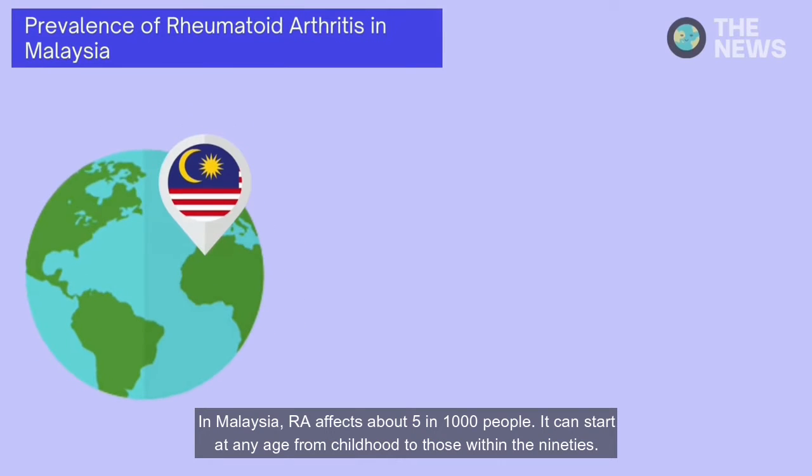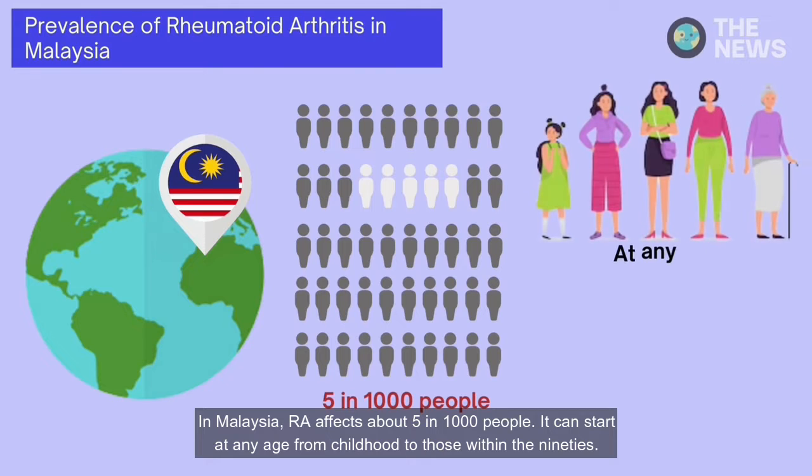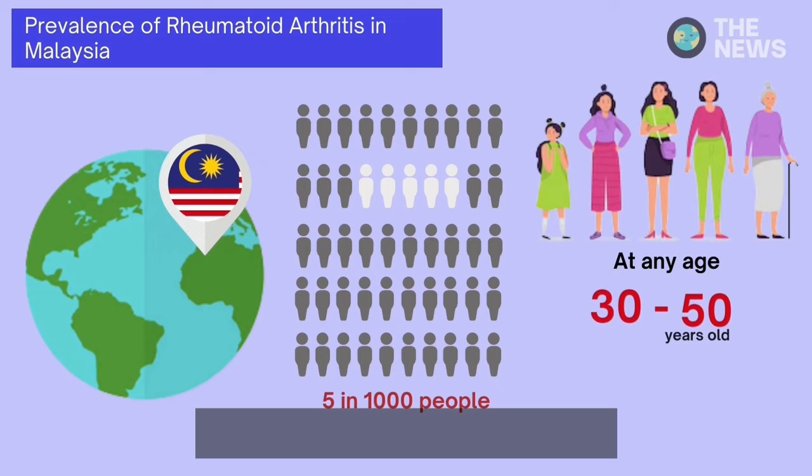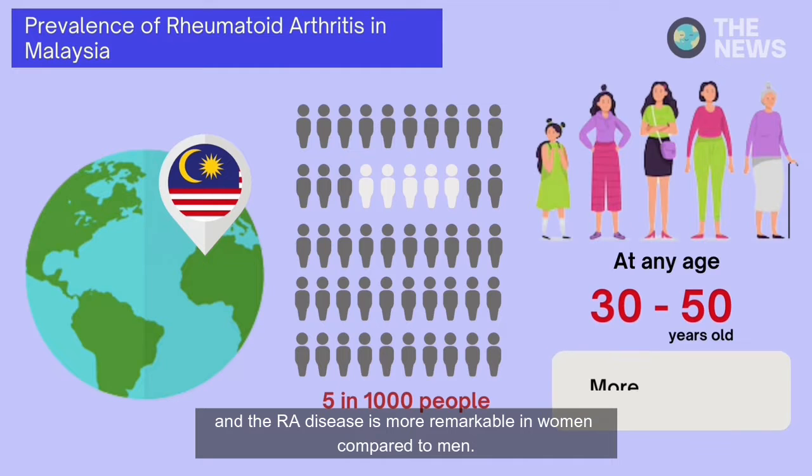In Malaysia, rheumatoid arthritis affects about 5 in 1,000 people. It can start at any age, from childhood to those in their 90s. The most common age of disease onset is between 30 and 50, and this disease is more remarkable in women compared to men.